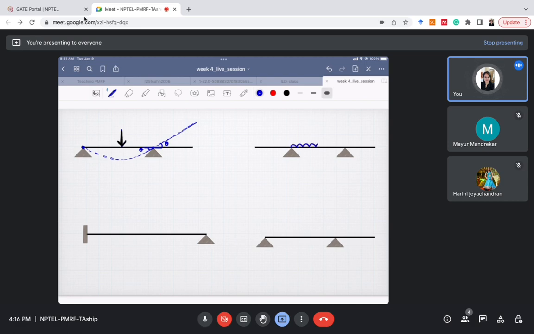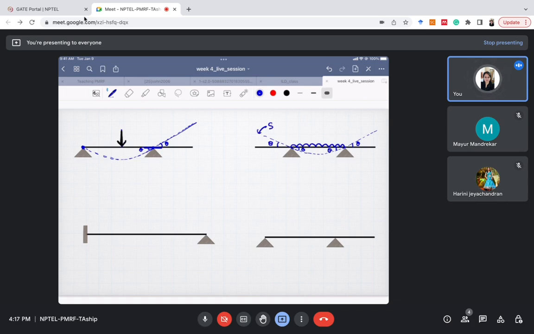Suppose there is a UDL here. This is a simply supported beam with two overhangs. So in this case, how will it deflect? Just try to draw it yourself. It will go down from here, since there is no internal hinge here. This is a hinge support, not an internal hinge, so it will go up directly. If it is theta, it has to be theta here also, since it has to maintain the angle. So it will be theta here.